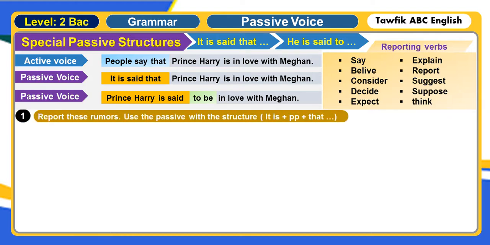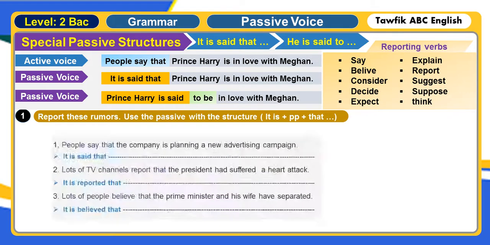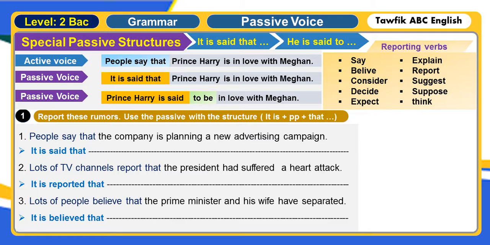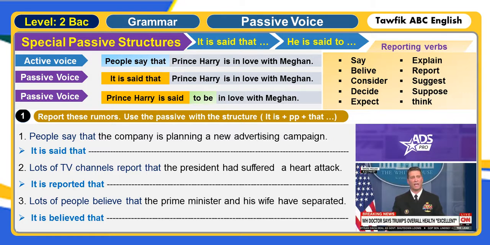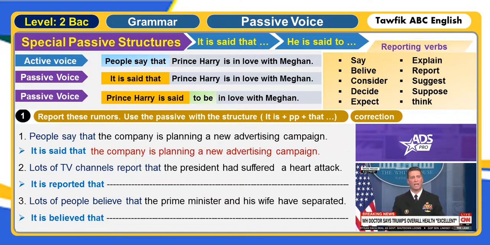For example, report these rumors. Use the passive with the structure it is plus participle plus that. For example, people say that the company is planning a new advertising campaign. Okay. So we say it is said that the company is planning a new advertising campaign.